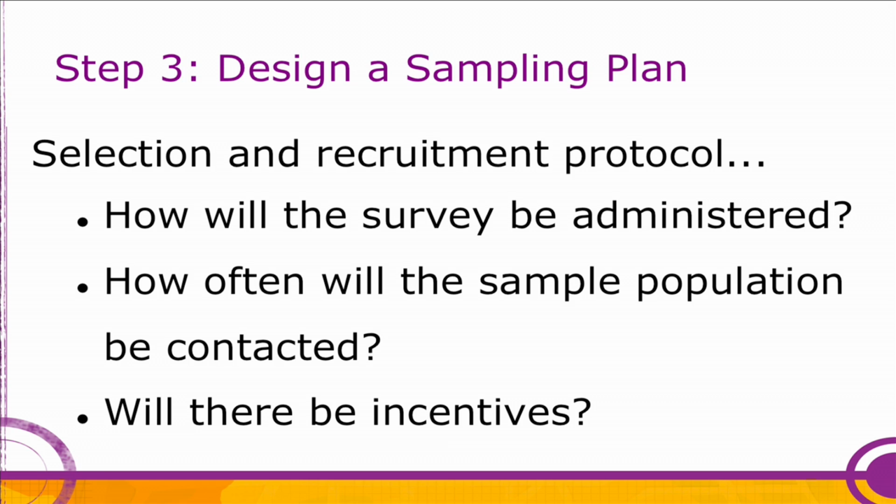This is where our selection and recruitment protocol comes in. Questions you need to consider for this are how your survey will be administered. Will it be a paper survey? Will it be given electronically? Or will it be conducted with an interviewer? And in the case of other types of surveys, you may wish to follow up with that population more than once. But for our vaccine clinic example, we'll only be contacting our population at a single point in time upon their exit from the vaccine clinic. Another important thing to consider when you're talking about sampling is to consider incentives. Incentives can help people be more willing to take your survey.